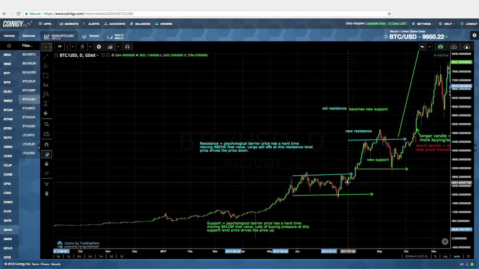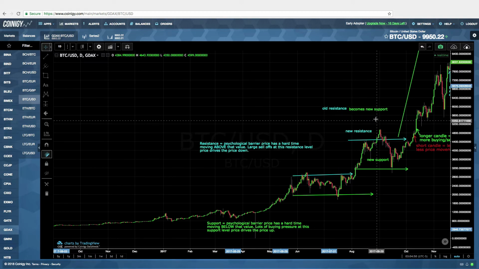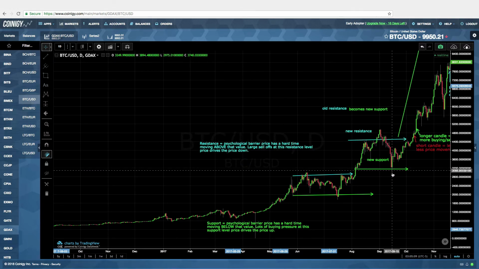And what happens is sometimes the price breaks out through the resistance, and when that happens, the old resistance becomes the new support. You can see right here, this was the old resistance, and this is the new support. It became the new support. So now where things used to bounce off of and couldn't get through, now they bounce off of and they can't break below, or they have a hard time breaking below.